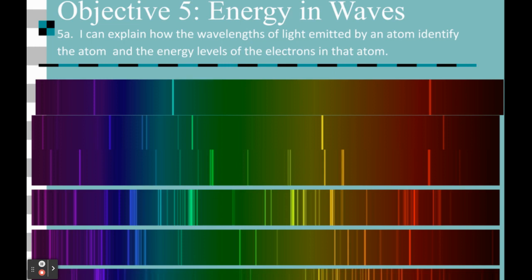That may seem a bit complicated right now, but essentially what it's saying is that when you excite an element, the atoms in that element give off a certain wavelength of light, and we see that as a specific color, and we can use that specific color to help identify which atom it is.